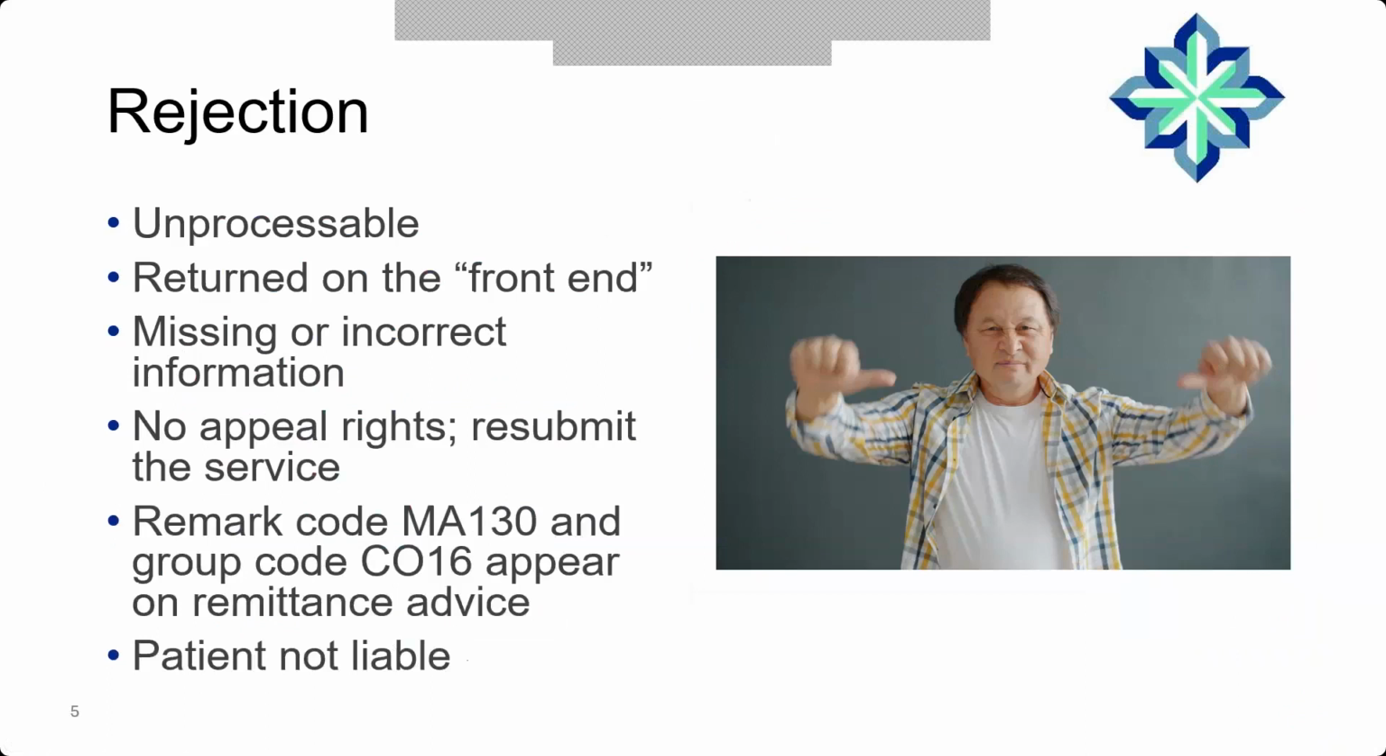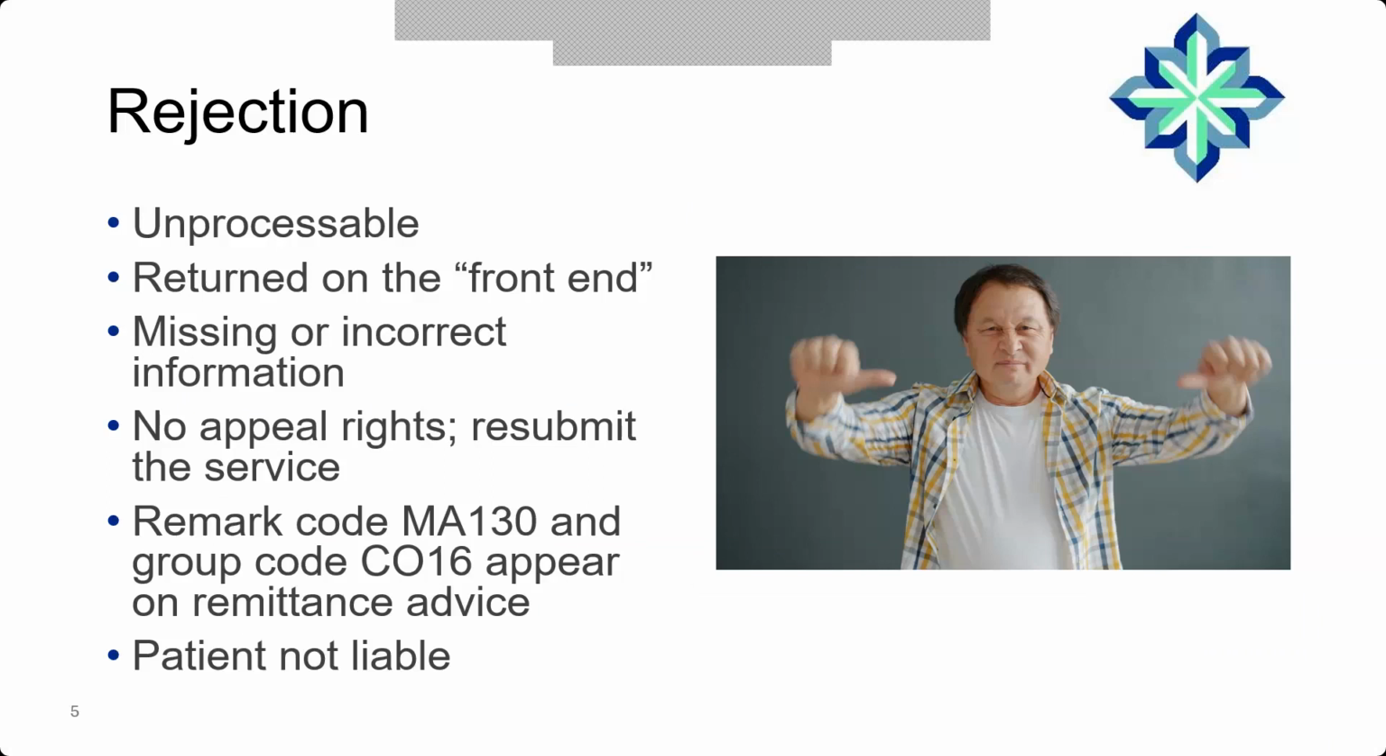I want to talk about rejections first, and I really like to explain the difference between a rejection and a denial because they are very different. Sometimes we use the words interchangeably, and we really shouldn't do that because they mean different things. A rejection is referred to by CMS as an unprocessable claim. What that really means is that it's not adjudicated, it's returned on what we refer to as the front end.